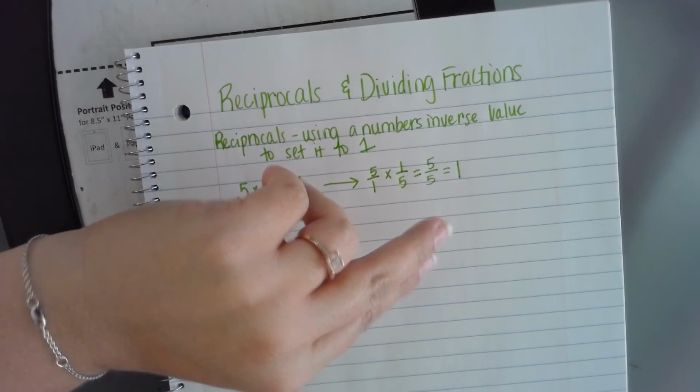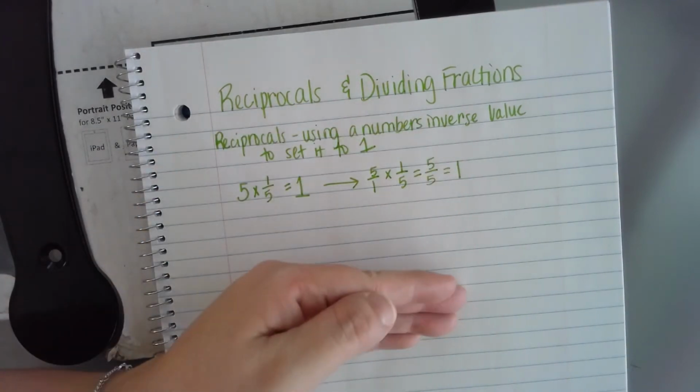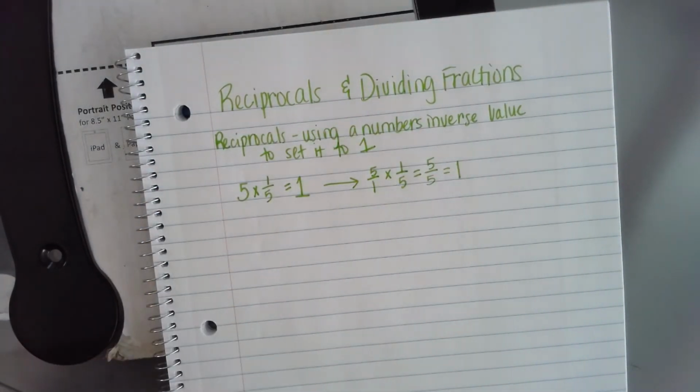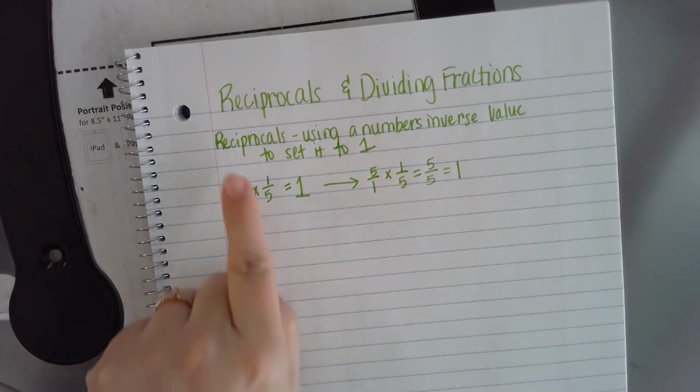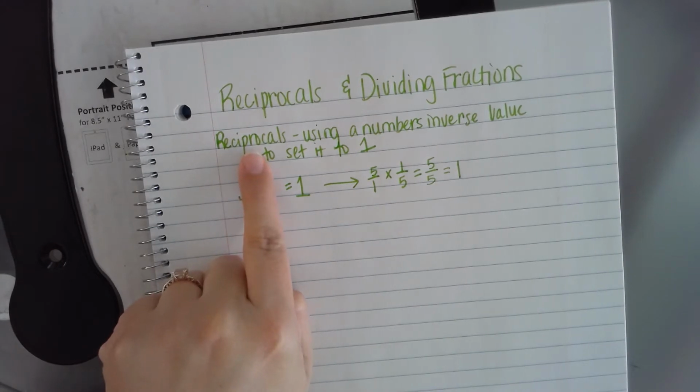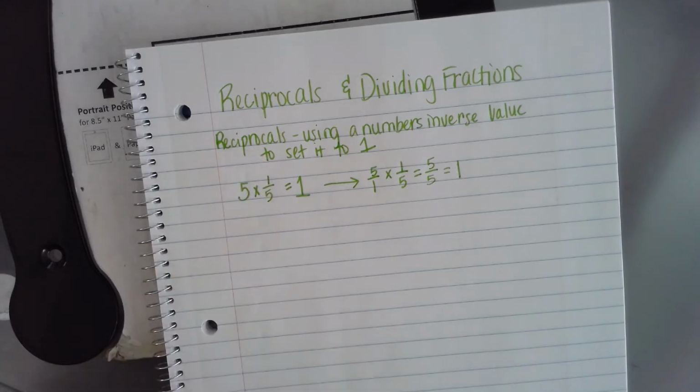5 over 1 now flips to become 1 over 5. And when those are multiplied, they equal 1. So a reciprocal is the flipped version. So when we say reciprocal, if it makes sense, you can call it the reflippical, to make you remember to flip it over.